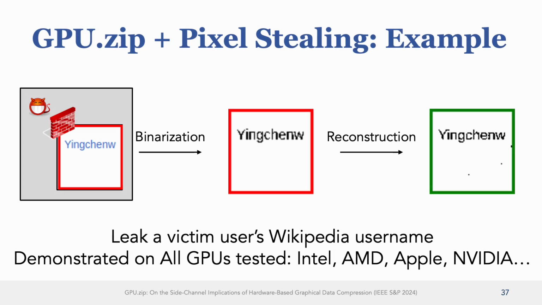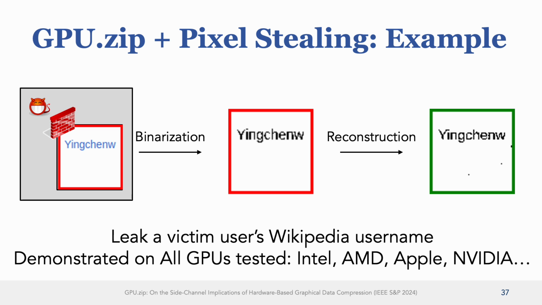Inside our paper, we demonstrated an end-to-end user fingerprinting attack, during which the attacker sends out a phishing email with a Wikipedia username sitting inside the iframe. The attacker's goal is to figure out the username, but they cannot see it due to the same origin policy. However, the attacker can apply a filter stack on it and then extract the username pixel by pixel by exploiting graphical data compression.